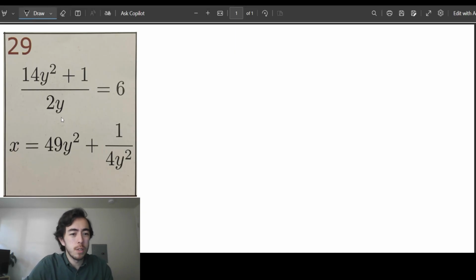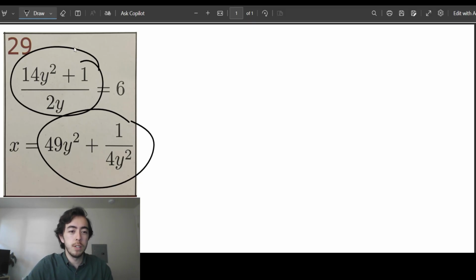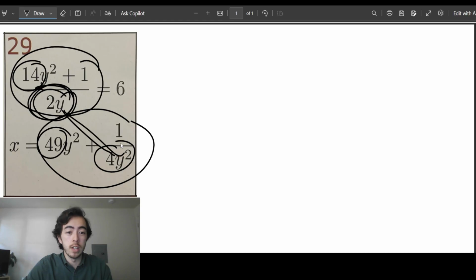Though I do notice something kind of similar between this expression and this expression. Like, 14 and 49 both have a factor of 7. 2 and 4 kind of relate to each other. This term right here is just that squared, like 2y squared is equal to 4y squared.